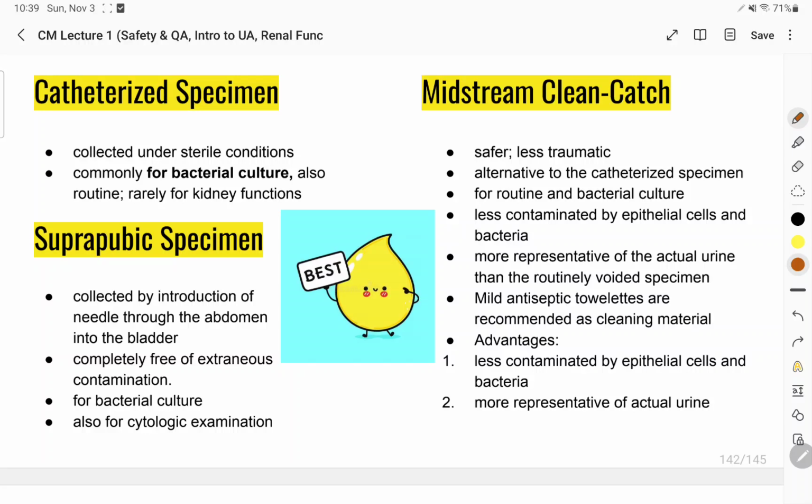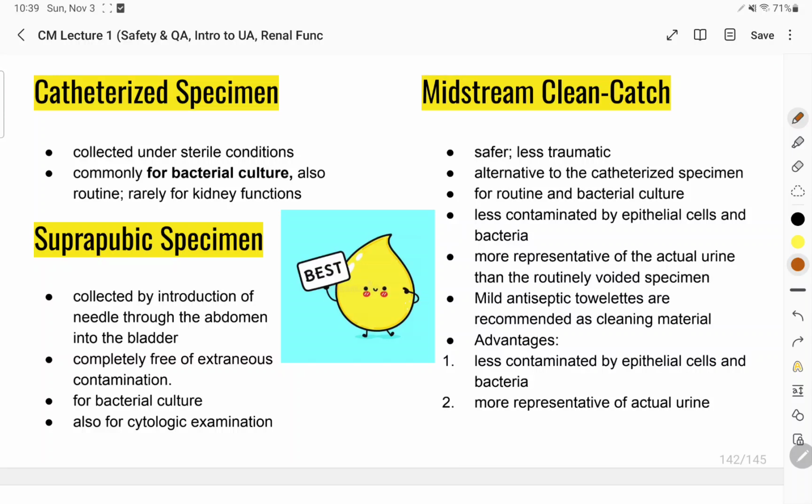Suprapubic, on the other hand, is medyo invasive, because we introduce a needle in the abdomen toward the bladder, and then the physician aspirates the urine. So this is free from extraneous contamination. This is also used for bacterial culture and even cytology examination.